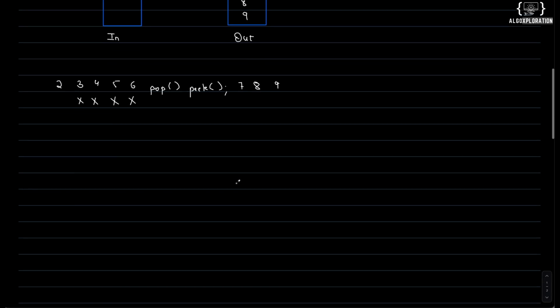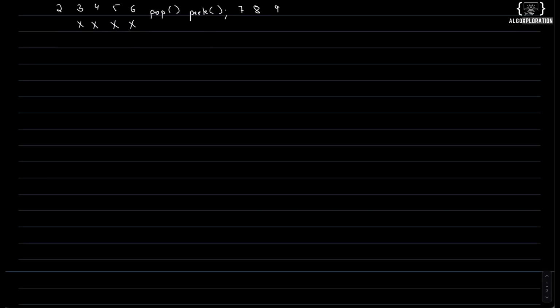Now let's talk about pseudocode. So the push operation is very simple. Void push, int val. Okay, it's very simple. Just do in dot push.